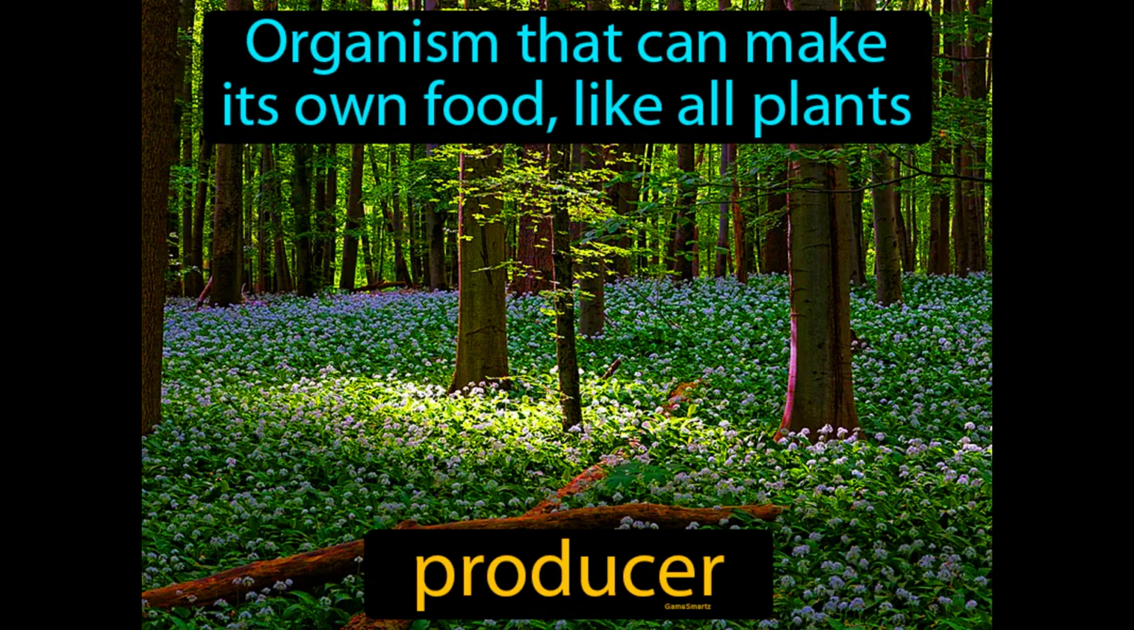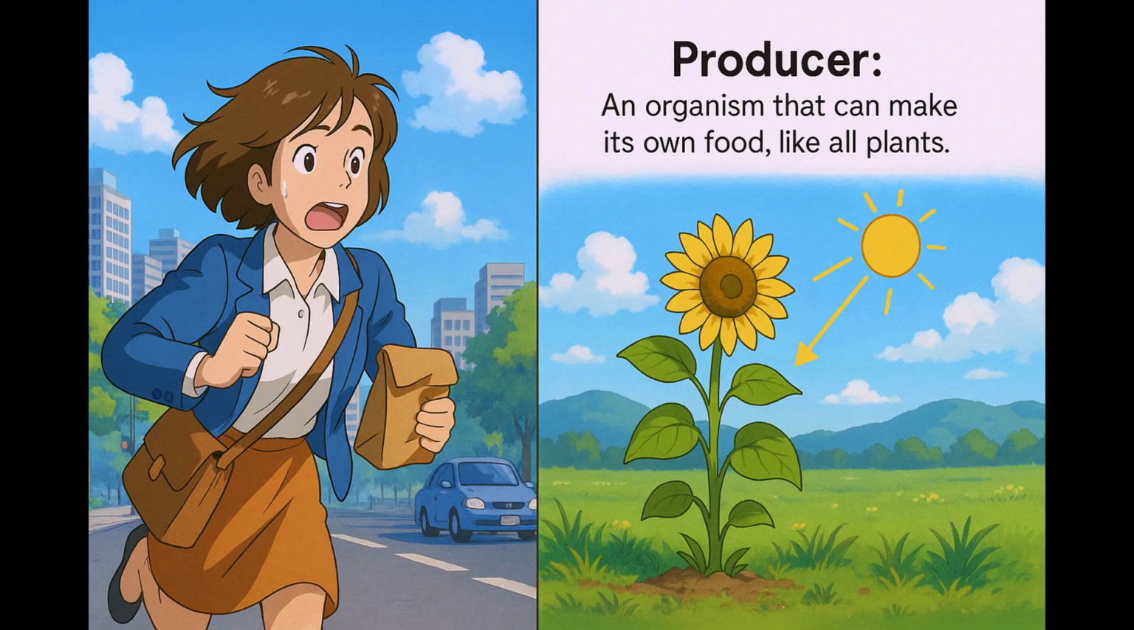Organism that can make its own food, like all plants. Producer. A producer is a living thing that makes its own food through processes like photosynthesis. Imagine you're running late for work and realize you forgot your lunch at home. This situation is similar to how producers in nature, like plants, never have to worry about such a problem because they make their own food.